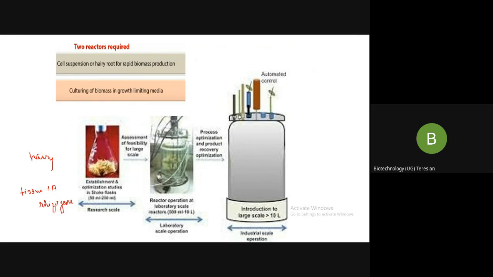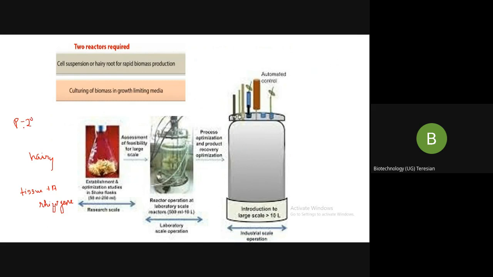Now for this method, we are going to take a plant. How are we going to produce this hairy root? We are going to take a plant whose genotype is already analyzed. You know how we analyze it, by chemical profile. The genotype is already analyzed, and it should have high secondary metabolite production. So we take that tissue.